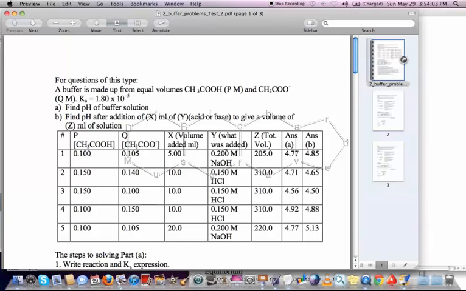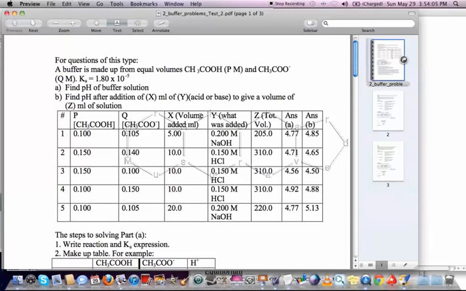Problems test 2, that's where you'll find it. And the way this is set up is we're going to actually do question 2 here, which involves the addition of strong acid, because I haven't shown you how to do that yet. And what you're being given here is the initial concentrations of the weak acid and the weak base that make up the buffer.